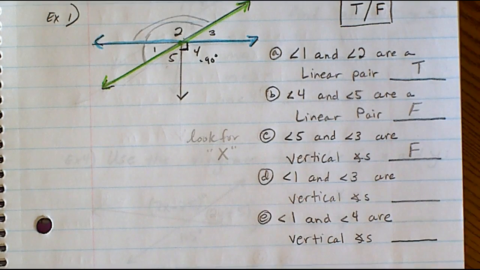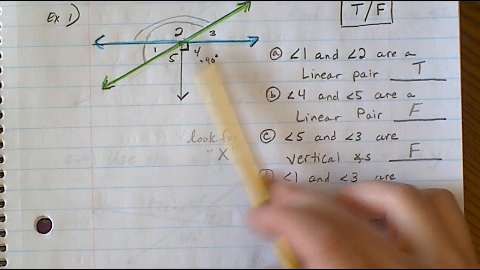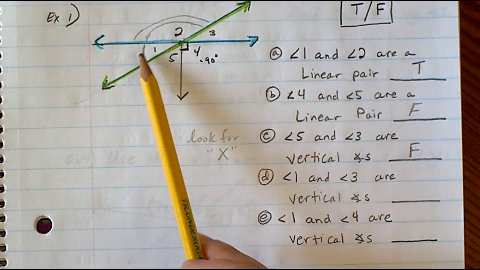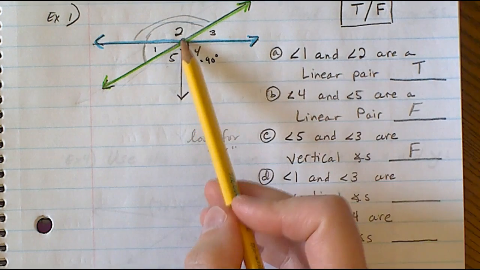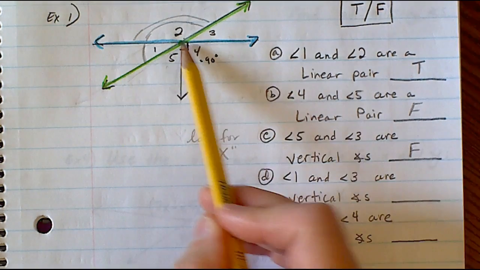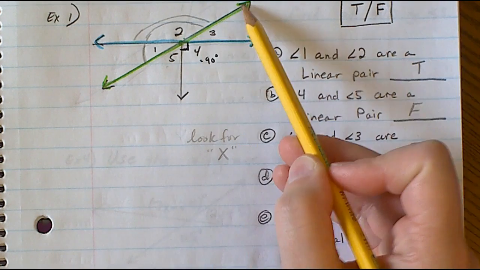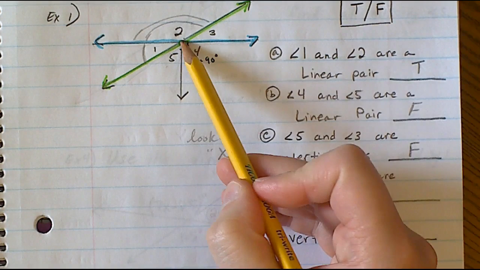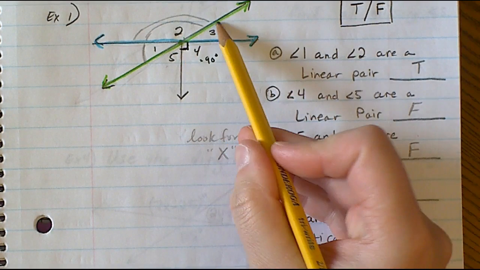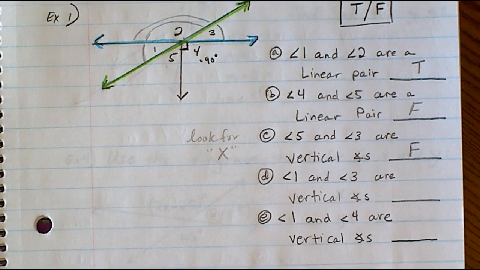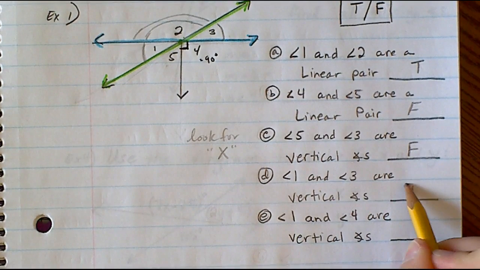Another way you could think of this is they're not directly across from each other, like angles 1 and 3. Angles 1 and 3 have the blue opposite rays and the green opposite rays. So because their sides are both opposite rays, angles 1 and 3 would be vertical angles.